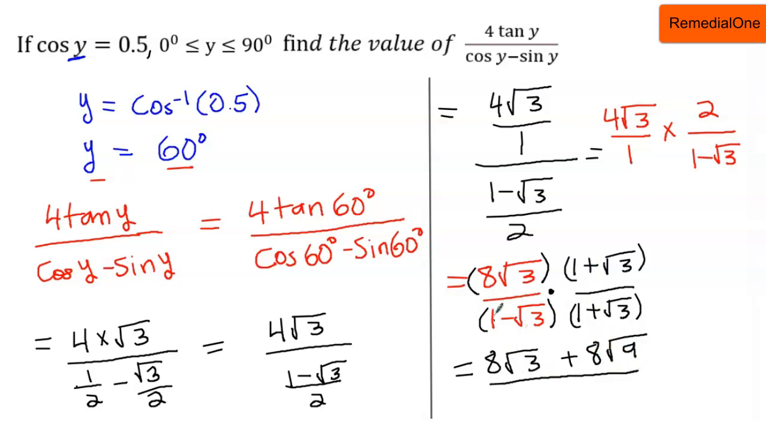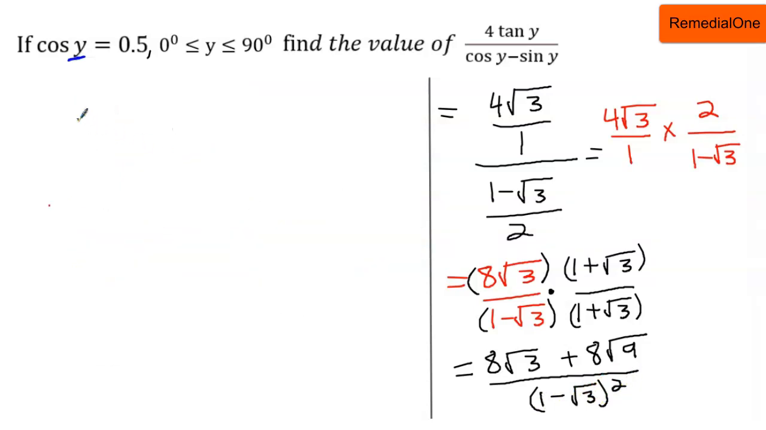And here, anytime we have the conjugate multiplying, we just take the negative and we square it. Kind of like a difference of two squares, so we take the negative and we square it. And let's bring it here. So now we are getting 8 root 3 plus 8. Root 9 is 3, so times 3. And here we square 1, we get 1.